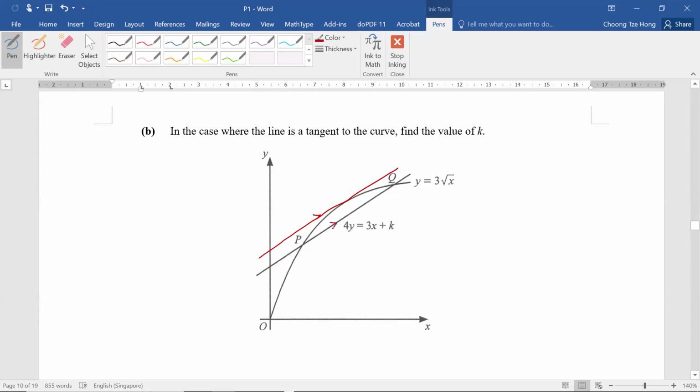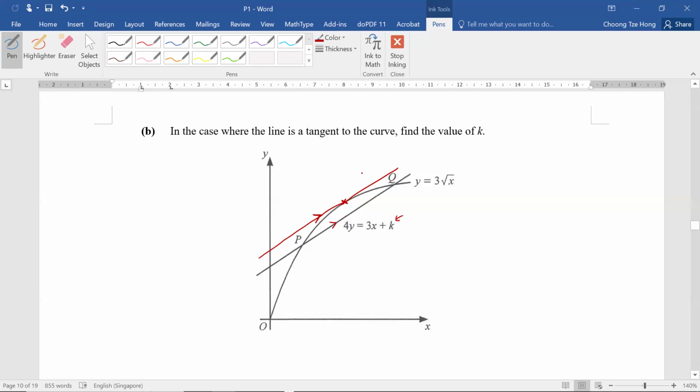So it's going to be parallel, the gradient is going to be the same, but now it's just going to touch at this one point. So they are saying if the line is like this, tangent to the curve, then what must this value of k be? Same thing, the line and the curve intersect at this one point over here. So we should still be able to solve the two equations simultaneously. But now instead of getting two answers, we should be expecting to just get one answer.